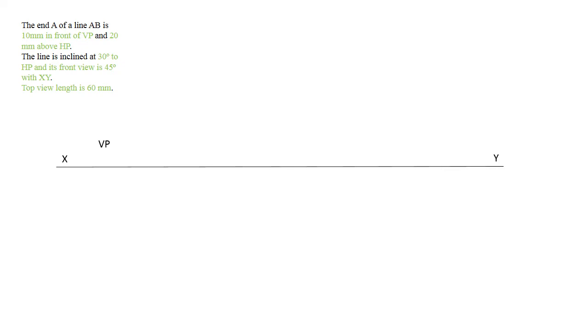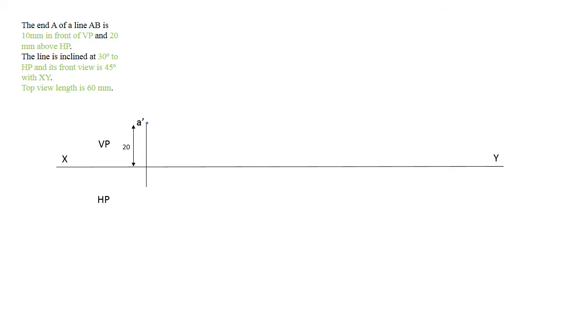Next, you know that above XY is your vertical plane and below XY is your horizontal plane. So in your vertical plane, you will be projecting the front view, and in the horizontal plane, the top view will be projected. So the first information is the point A. So it is 20 mm above HP. So from XY, you can measure 20 mm above XY because it is above HP. You mark the point A dash.